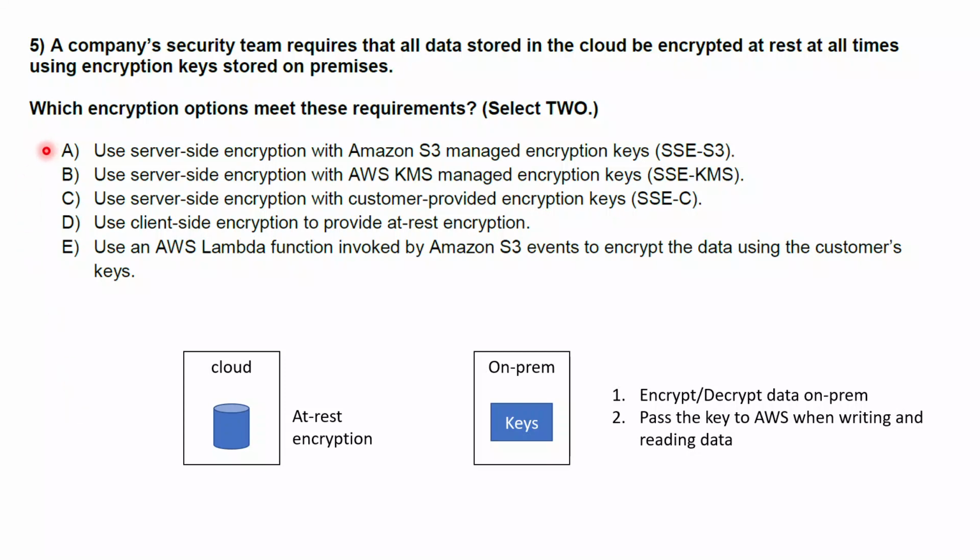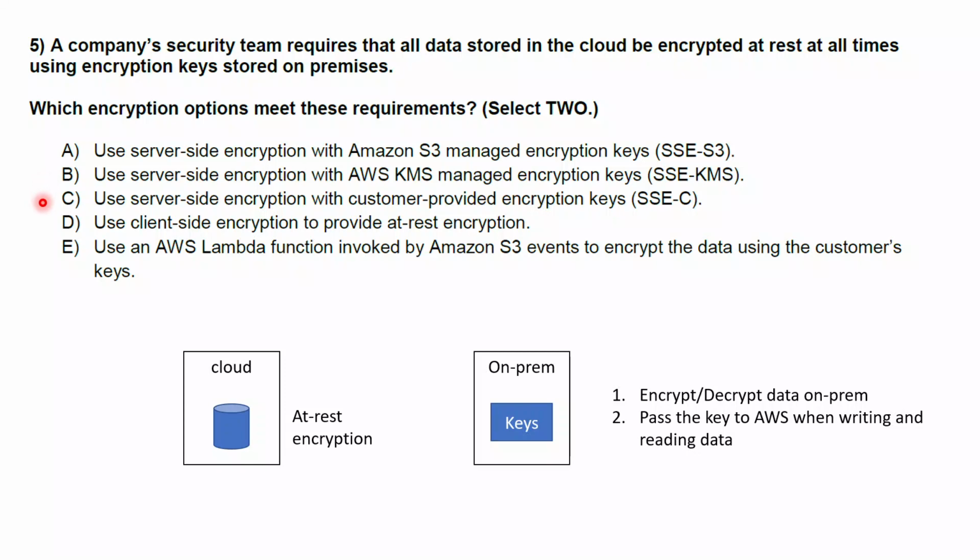Which two options meet these requirements? So choice A, S3 server-side encryption. Here, S3 manages all the keys and the keys are stored in the cloud. So this is not the correct choice. Similarly, choice B uses S3 KMS. Here also the keys are stored in the cloud. So this is also not the right choice because our requirement calls for maintaining the keys only on-premises.